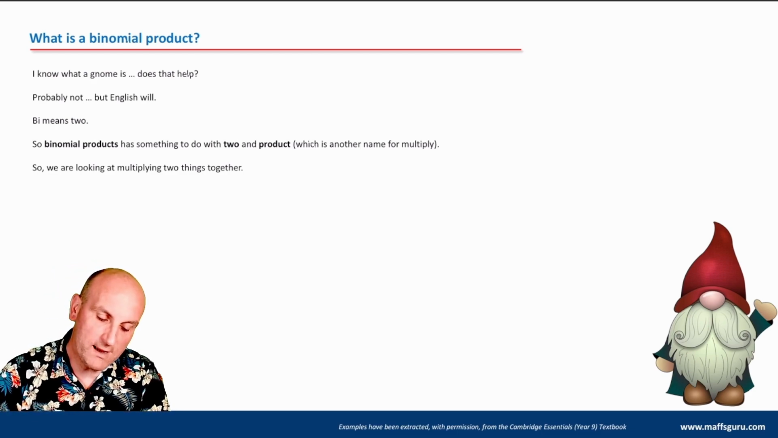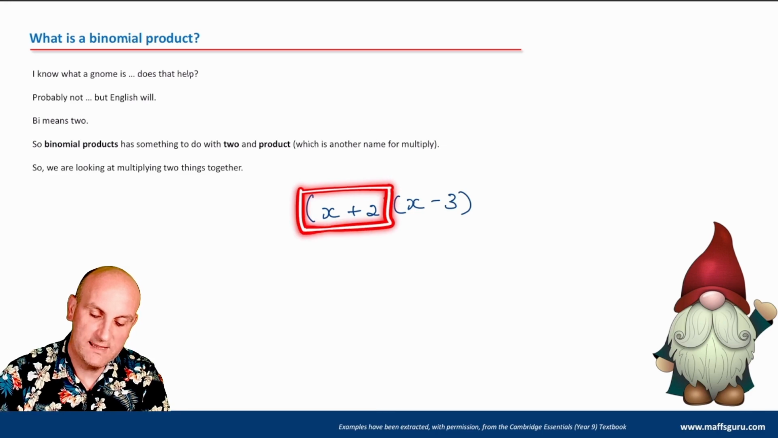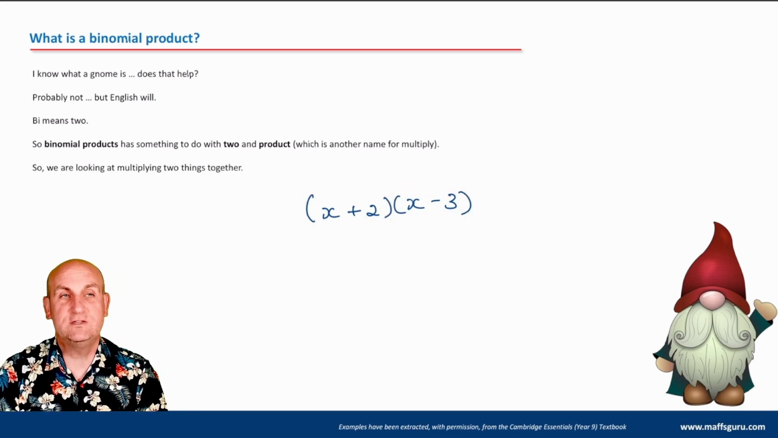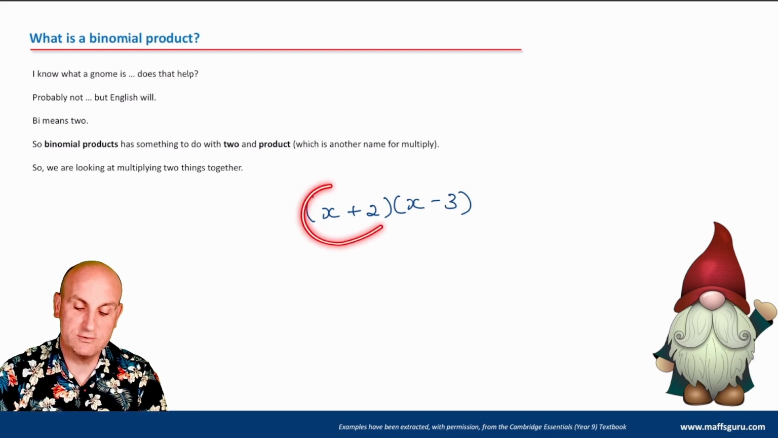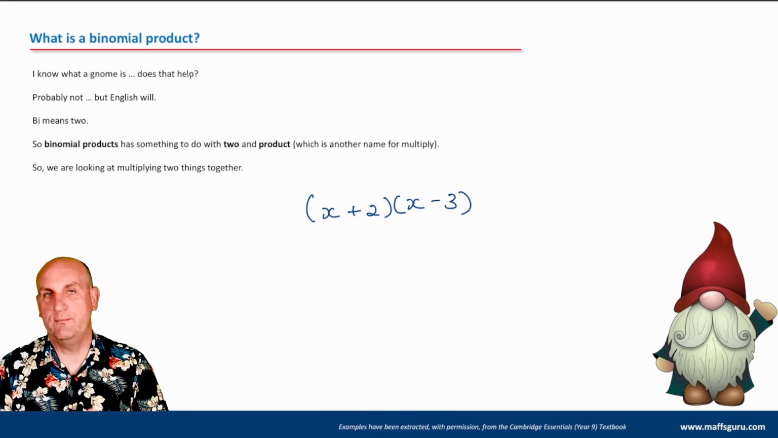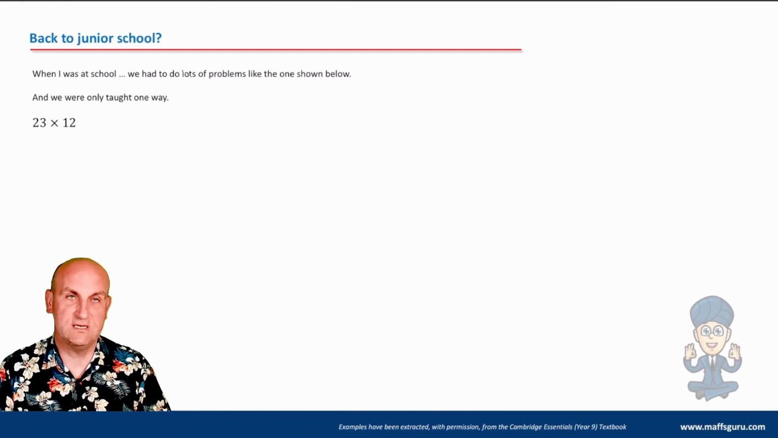And so binomial products in the context that we're going to do now might be something like this. We might have 2 sets of brackets. There's one and there's another, which are multiplied together. So in that situation, they are binomial products. There are 2 things multiplied together. Now, you've not seen anything like that before. I don't think you have, but that's okay. I'm going to show you how we actually expand them together.